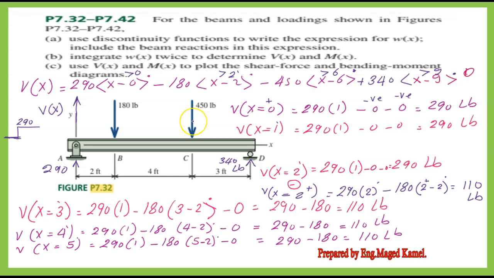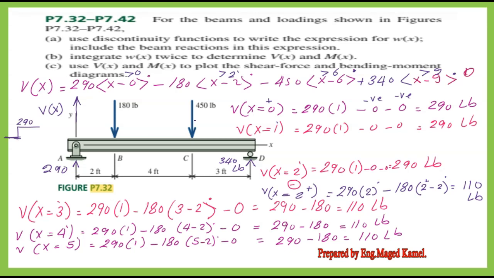We will expect to have two steps, at x equal to 2 feet and at x equals 6 feet, for shear values. We consider x equals 0 plus, so V of x equals 0 plus equals 290 by 1, equals 290 pounds.